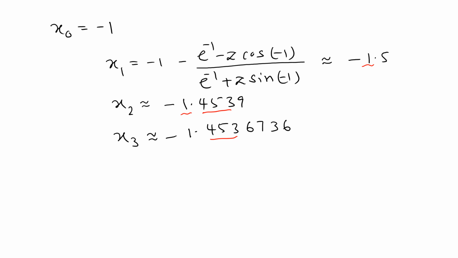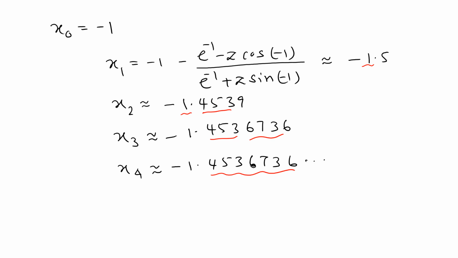Now we plug that new value back into the equation and you get x4. You can see that you're going to get negative 1.4536736. So you can see they are the same, and some other digits, and these two numbers are equal up to 7 decimal places. So this is correct up to 7 decimal places, and since these numbers are the same, we can stop here.